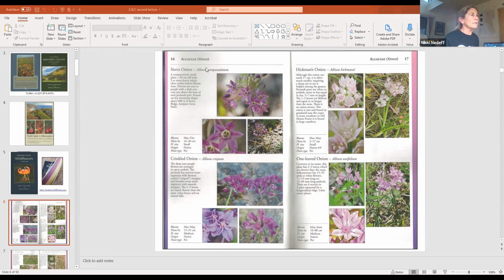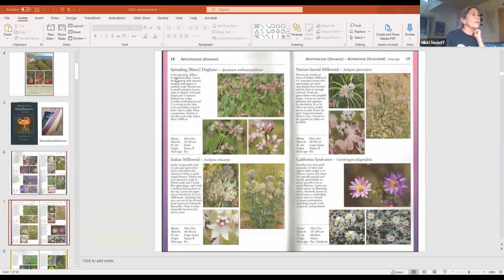So here's page 16, page 17. The organization of the book is by color, but also alphabetical by families, groups of plants. Let's go down to the next page, page 17. Goes on to 18 and 19. After the onions, the Alliaceae, the next family in this particular book is the dogbane family.